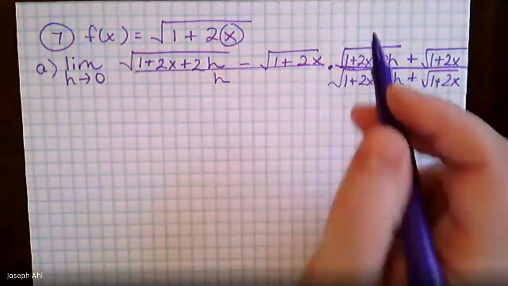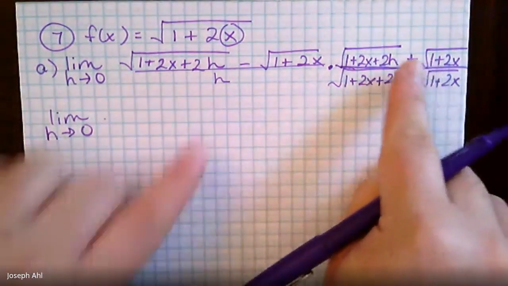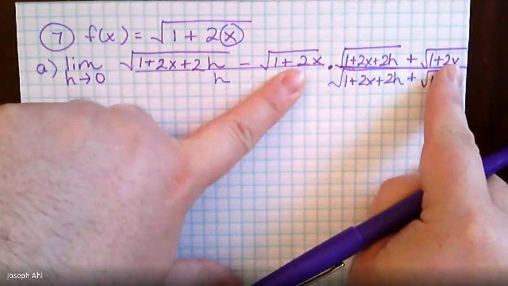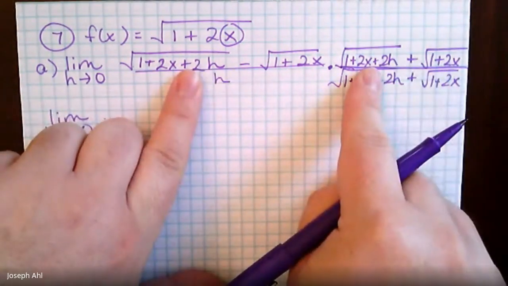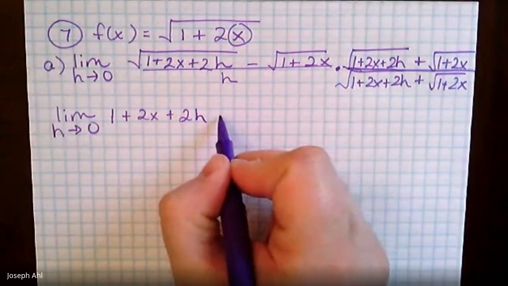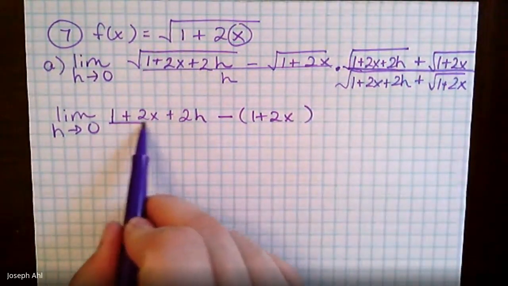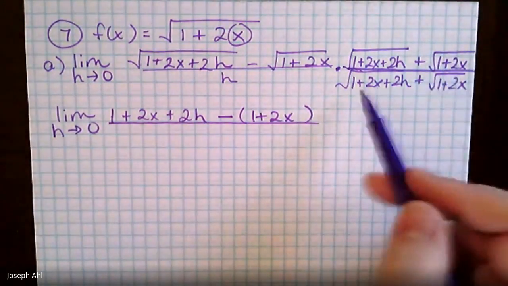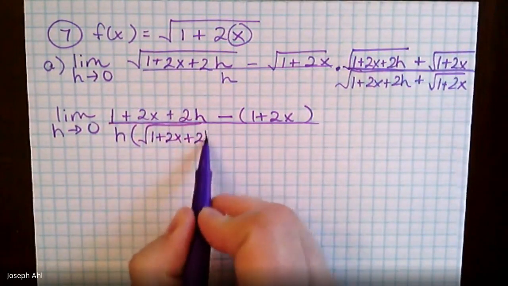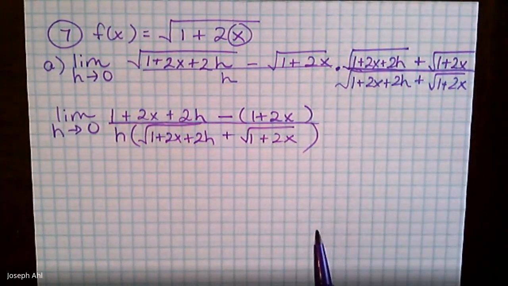Okay, so in this next step here, I'm going to say it's the limit as h goes to 0 of, when you multiply these two things that are conjugates up at the top, you really just have to do the first terms and then the last terms. So the first terms, if I multiply those, the radical just goes away. It's 1 plus 2x plus 2h. Then minus the product of the last terms, the quantity 1 plus 2x. This is going to be all over h times the conjugate. Don't worry about distributing that h in. Remember that that h on the bottom is going to have to cancel with an h on the top, hopefully, if I've done the algebra correctly.